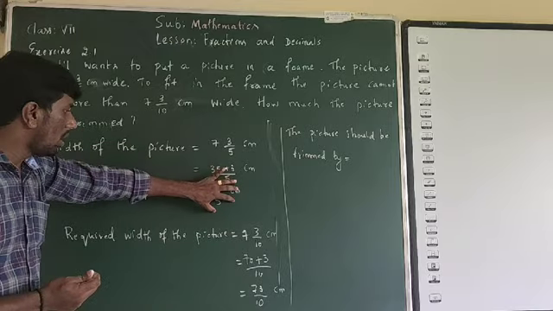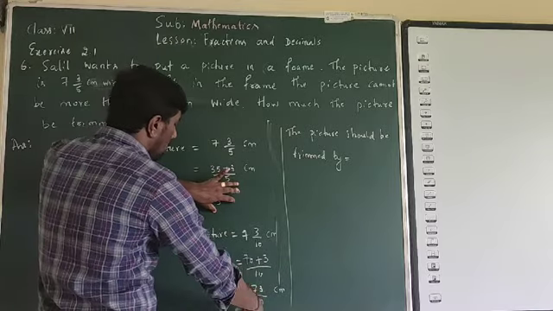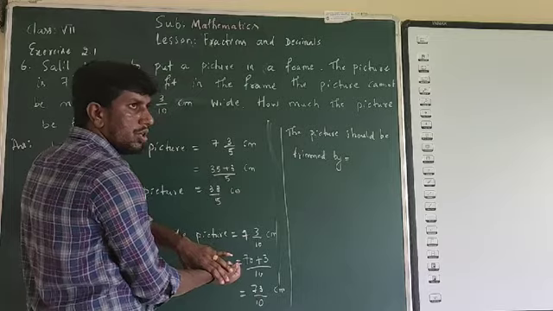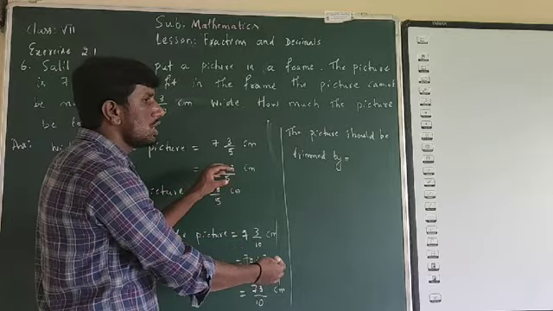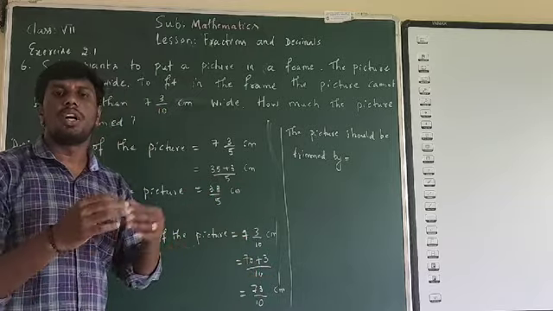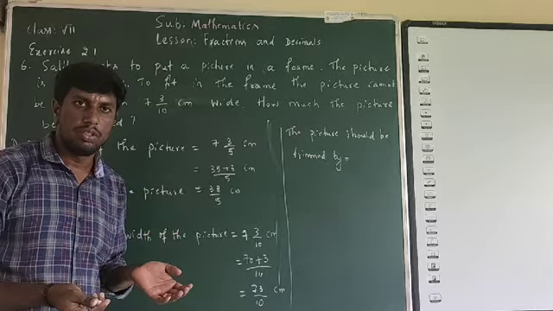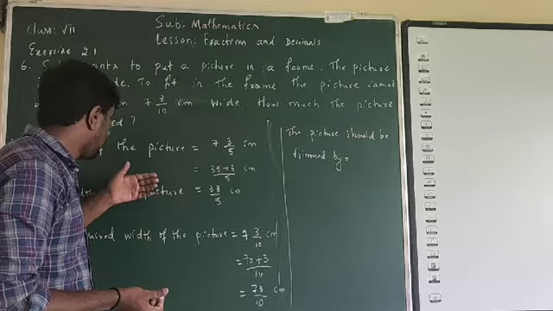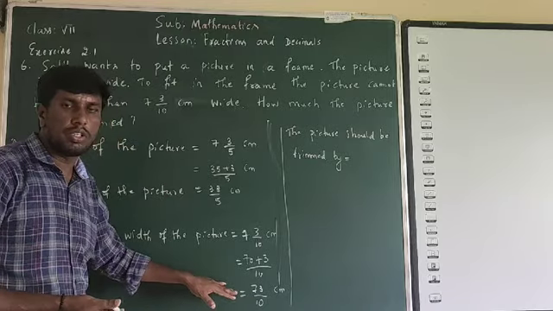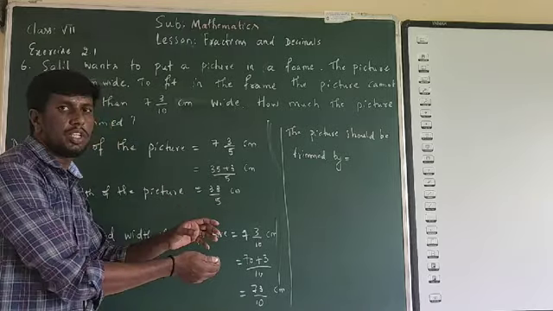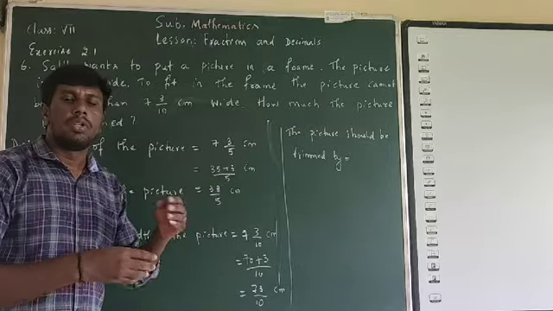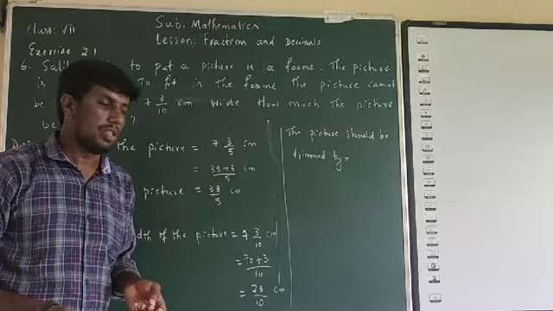From the width of the picture, subtract the required width of the picture. What will be the difference between these two lengths? That will be the width we need to cut down. Right? So this is the width of the picture, and this is the required width of the picture. If you take the difference between these two, that much you need to cut it down, or trim it, right?